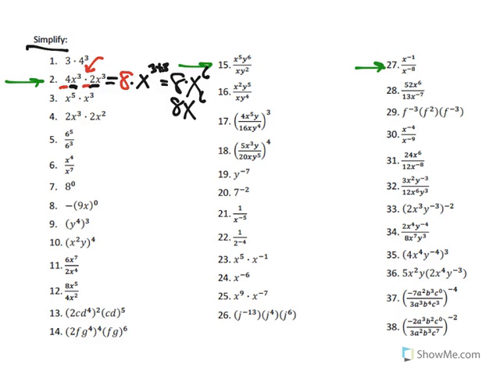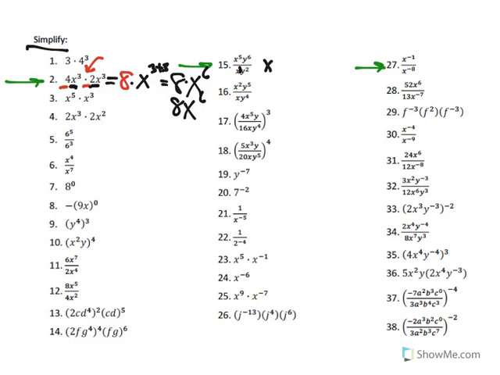Number 15. Here we have x to the fifth times y to the sixth divided by x times y squared. Let's remember that whenever we see a variable by itself and it has no exponent, there's an imaginary exponent there, and it's the number 1. So let's simplify this one. If the bases are the same, which they are, we have an x here and an x here, a y here and a y here, we can subtract the exponents when the operation is division.